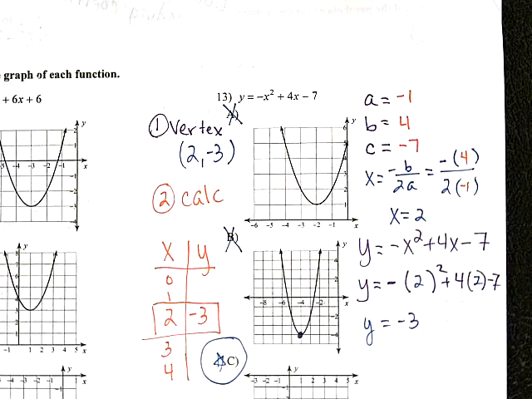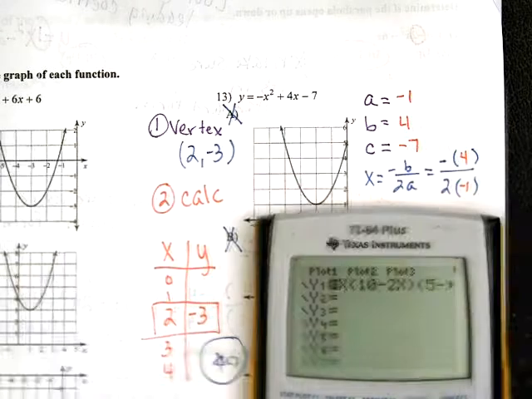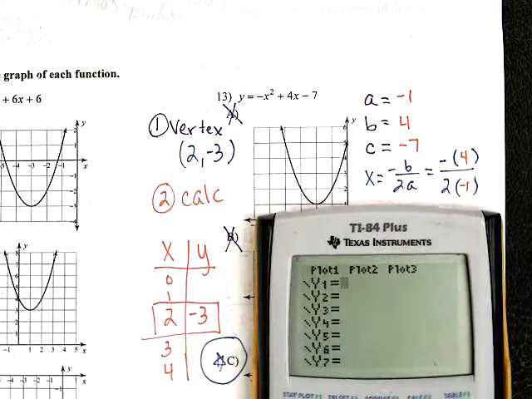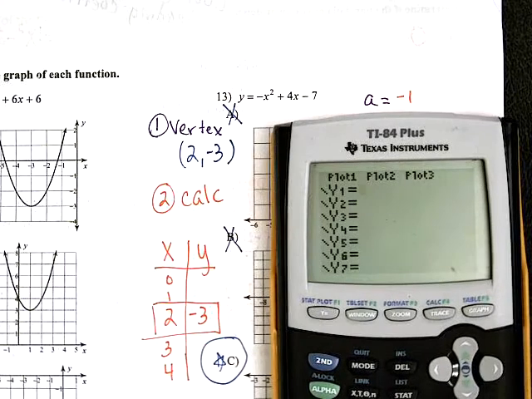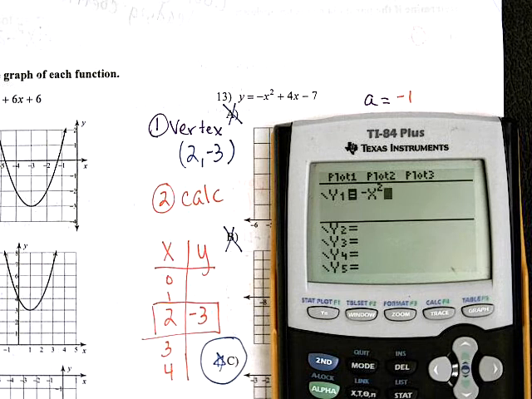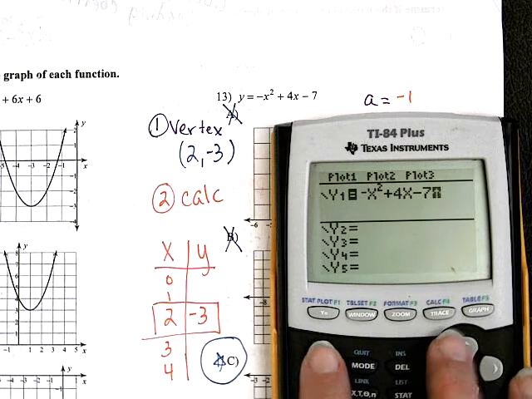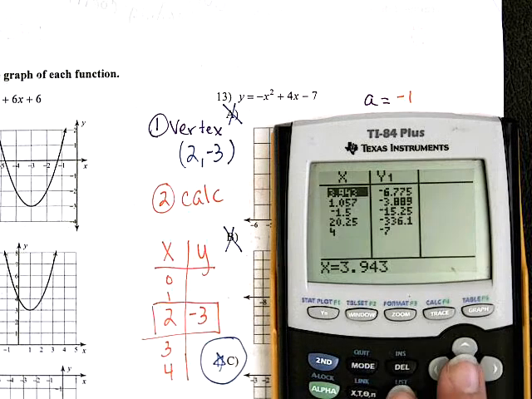And then we can pull out our calculator and get those values. So y equals will bring us to this screen, and we're going to plug it in: negative x squared plus 4x minus 7. And we're going to hit second graph because that'll bring us to the table.